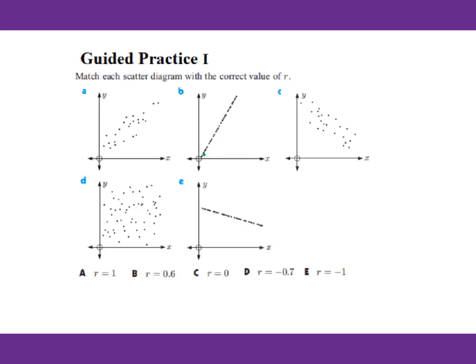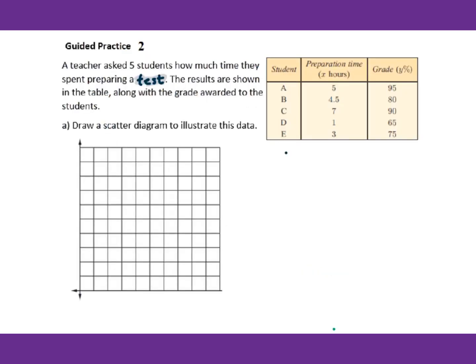For guided practice 1, match each scatter diagram with the correct value of R. We know B, it will be R equals 1. E, that's R equals -1. For A, that's a positive correlation, so R equals 0.6. For C, R equals -0.7. This is R equals 0, no correlation. Now let's go to practice 2.